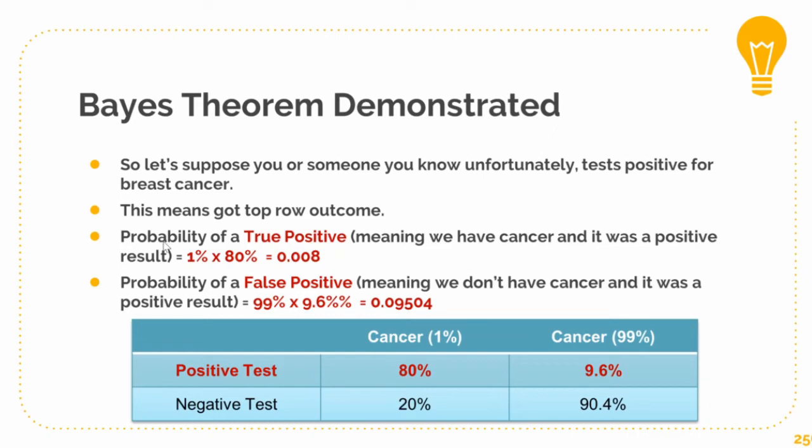So now let's take a look at this. The probability of a true positive, which means that we have cancer and the test was positive, is 1% times 80%, which is 0.008, which is actually quite small, okay? Now the probability of a false positive, meaning that we don't have cancer and it was a positive result, which we know it was a positive result, is 99% times 9.6%, which is 0.0954. So in reality, there's probably a much higher chance that the test was a false positive when you test positive for it.